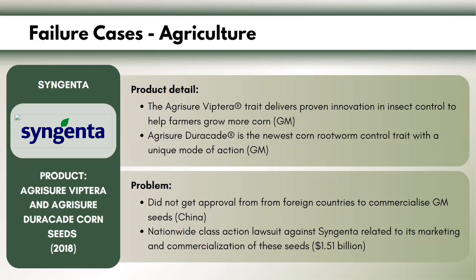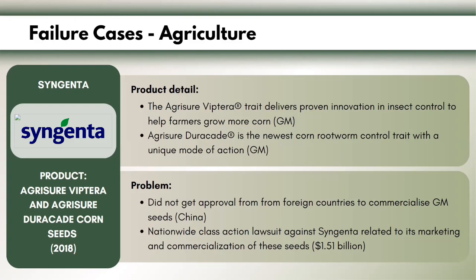The problem behind the failure of this company was that it did not get approval from foreign countries to commercialize genetically modified seeds, yet it exported the seeds without approval, for example to China. Because of that, a nationwide class action lawsuit against Syngenta related to the marketing and commercialization of these seeds occurred. They had to lose about 1.51 billion because the farmers and the country itself sued this company.